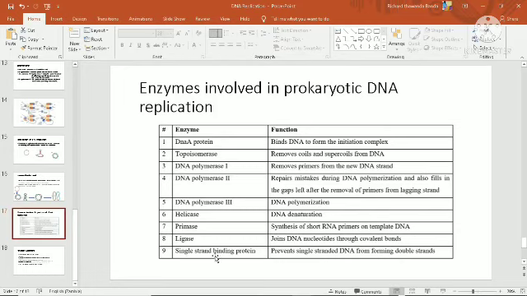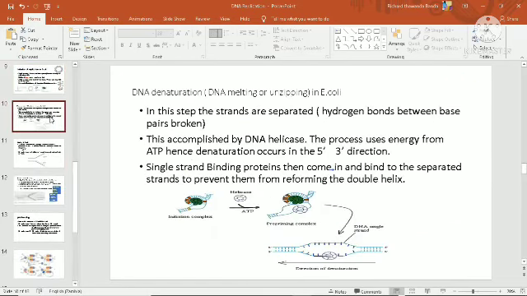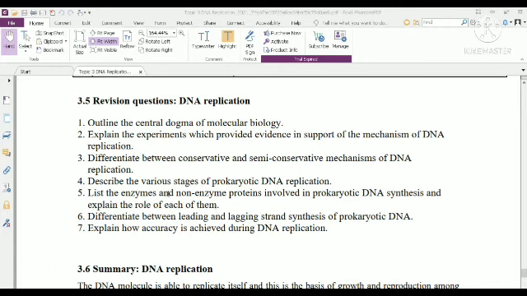Then you have ligase, which joins the DNA nucleotides through covalent bonds. And then I also mentioned the single strand binding protein. That was from the denaturation step. After helicase separates the strands, there's a chance that the hydrogen bonds can form again, and to prevent that, you have the single strand binding proteins. So I've explained the enzymes and non-enzyme proteins that are involved in prokaryotic DNA synthesis.